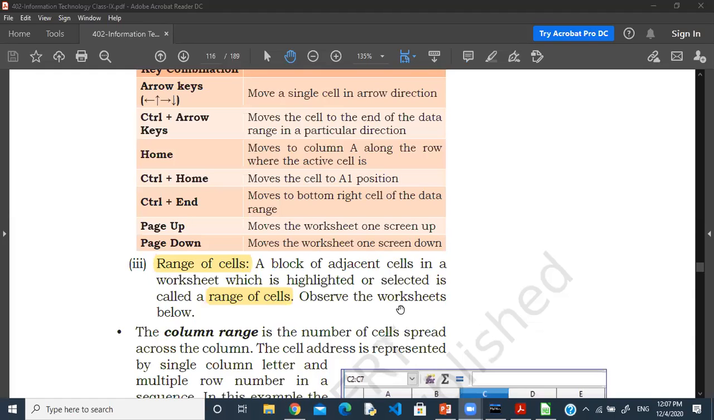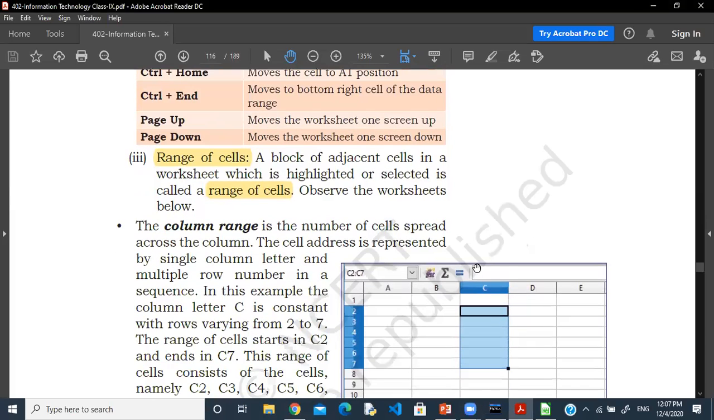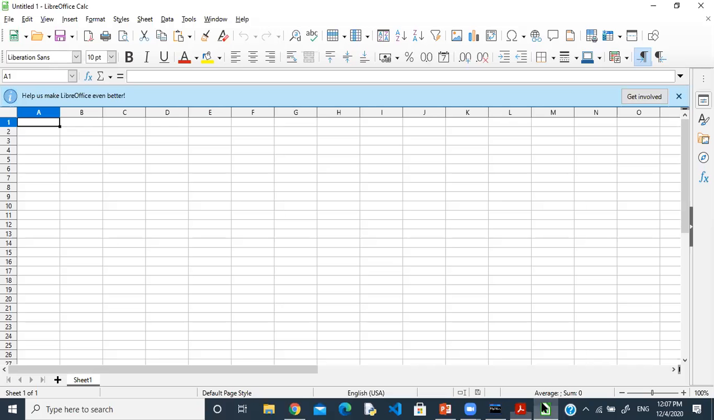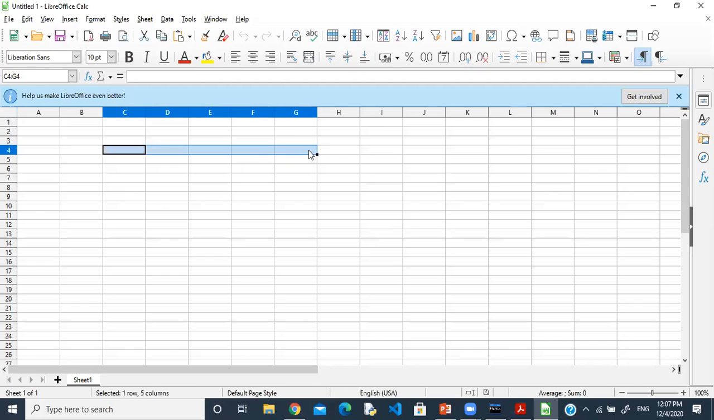First we are going to talk about the range of cells. What is the meaning of the range of cells? A block of adjacent cells in a worksheet which is highlighted or selected is called a range of cells. Look at this: I have selected from the second row to the seventh row of the C column. Or sometimes you can select in this way, the C, D, E, F columns, fourth row, but I am selecting C to H columns. So this is called a range of cells.